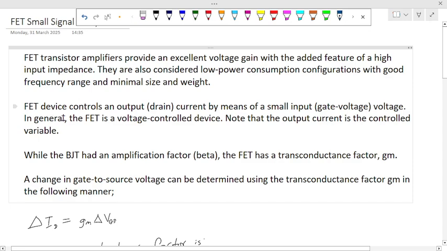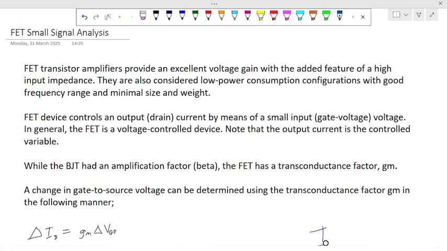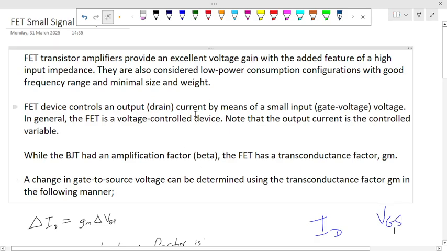Now the Field Effect Transistor device controls an output drain current. So what this guy controls is this ID, output drain current. And what controls it? VGS. This is the gate source voltage, and from this you can see that the FET device controls an output drain current, which is this drain current, by means of a small input gate voltage, VGS, gate to source voltage.